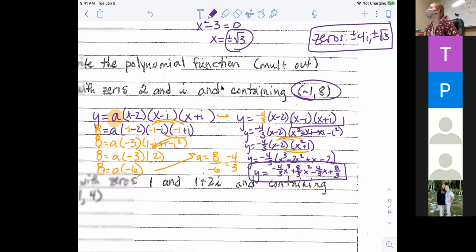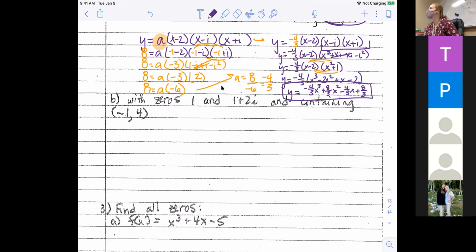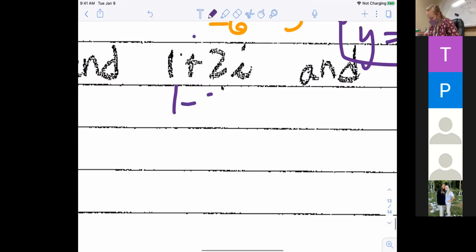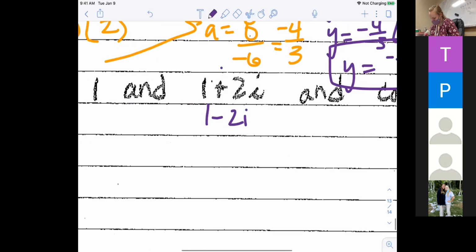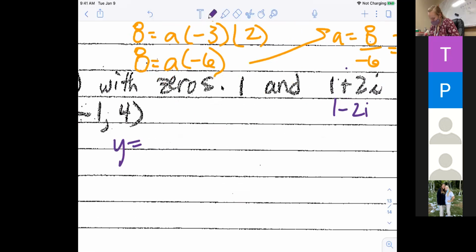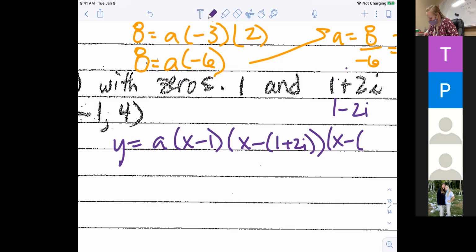Very similar. This one says my zeros are 1 and then 1 plus 2i. What's the conjugate of 1 plus 2i? Good. Make sure when we write this in there, we do it like that. So I'm going to be very careful. I've got y equals a, x minus 1, x minus, I'm going to put it in parentheses like this. A lot of us are tempted to do x minus 1 plus 2i and then x plus 1 minus 2i. And then that's where things get to be trouble. So don't change too many signs or else you're going to be wrong. And then I'm going to do x minus 1 minus 2i.